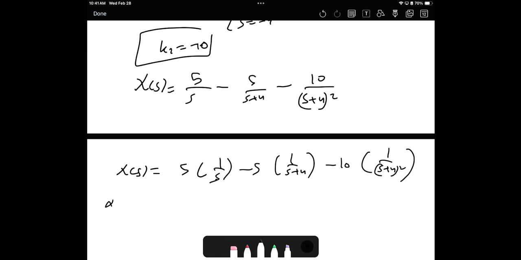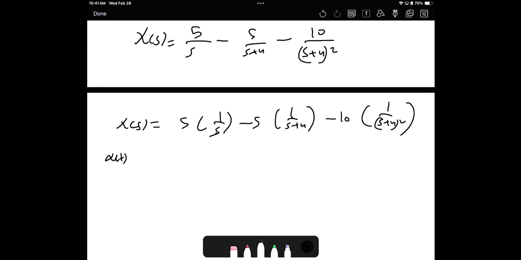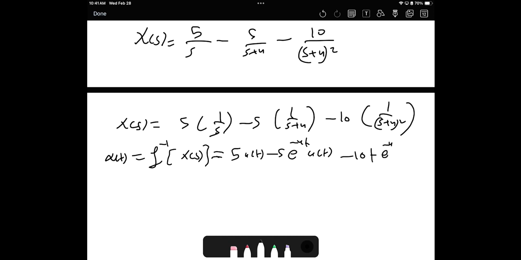And in order to find x of t, we will do the Laplace inverse of X of s, which is going to be 5 times 1 over s gives u of t, minus 5 times 1 over (s plus 4) gives e^(-4t) u of t, minus 10 times 1 over (s plus 4) squared. This means t e^(-4t) u of t. Because of the squared, we will need to multiply by t. Okay? Then that's it. This is x of t, problem done.